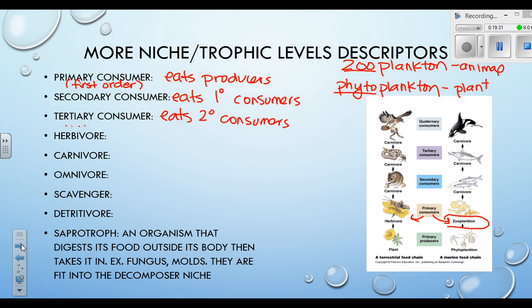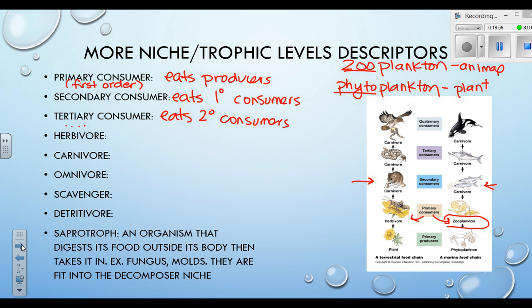So in this example, I've got some carnivores. On land, it's a little rodent. In the ocean, it's some fish. They are going to eat the primary consumer. So the rodent will eat the insect. The fish will eat the zooplankton. Then I have some different things that instead of using numbers are using descriptions.